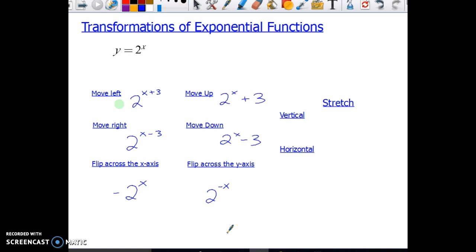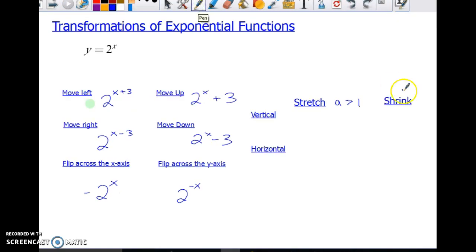And then we come to our stretching and shrinking. And I'm not too worried about this because this stuff right here is really what's going to affect your domain and range. Okay, so the rules for stretching something vertically is you want your a to be greater than 1. If you want to shrink something, then your a needs to be less than 1, but equal to or greater than 0. So shrinking: less than 1, greater than 0. Okay.